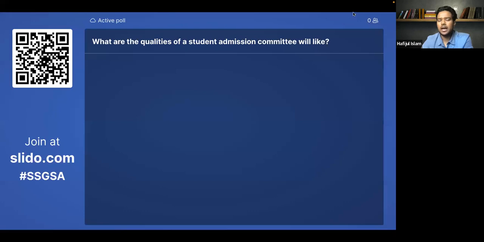Here I have taken help from Slido to interact with you a little bit. It's not many slides that are interactive, but a few. So if you scan this QR code and join Slido with the SSGSA code, or just go to slido.com and put the SSGSA code, you will see these questions like, what are the qualities of a student that the admission committee really wants to see? If you just give 1 or 2 phrases, then it will be helpful for us to proceed. So I will request everyone to go to slido.com and put SSGSA, or just scan the QR code.